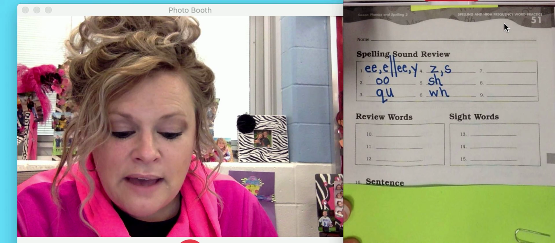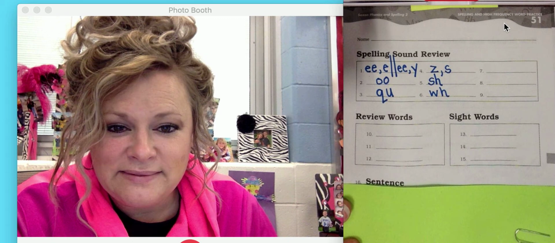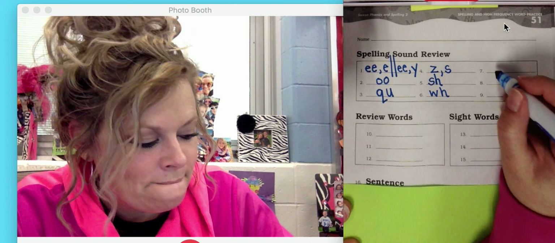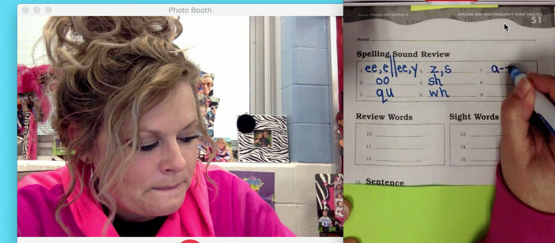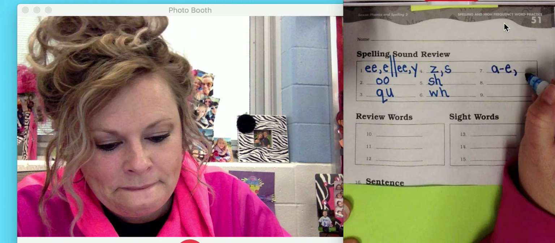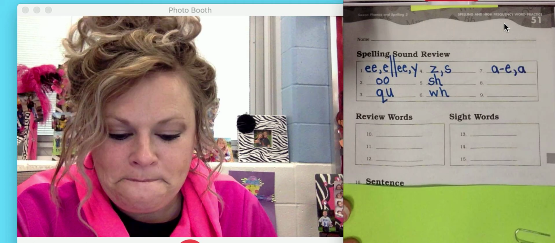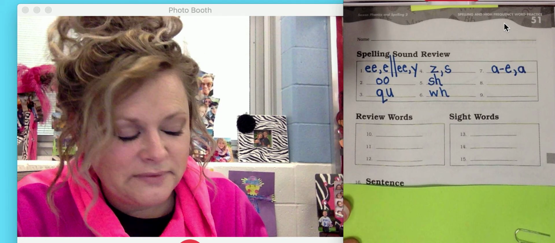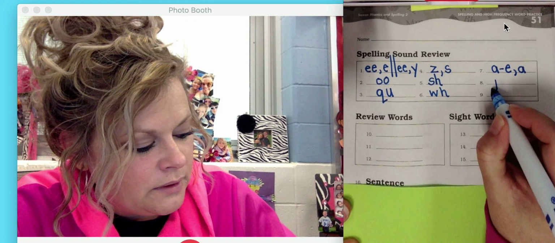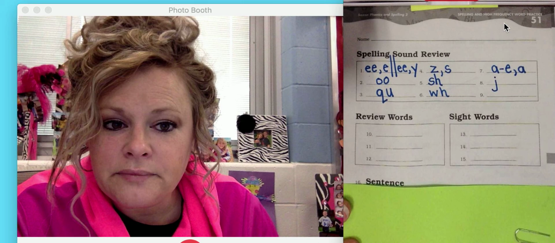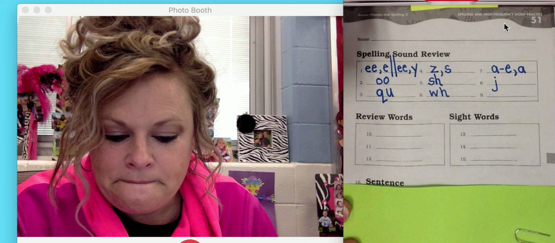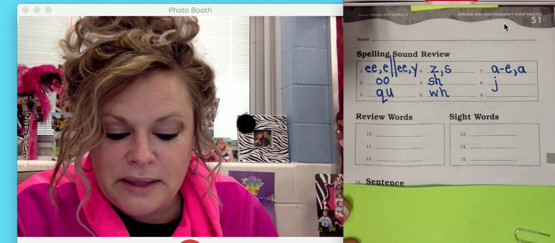Number 7, A. Repeat. Good. There are 2 choices for the A sound. A consonant E or comma A. Number 8 is J. Repeat. Good. Like jelly or jam or Jack in the Box. Here's another long one for you. Remember your spelling rule to help you with this.